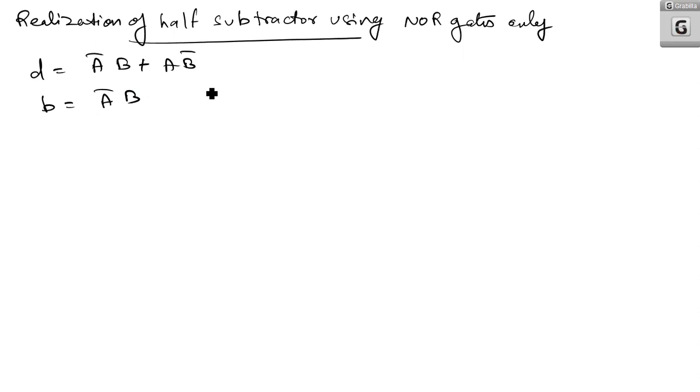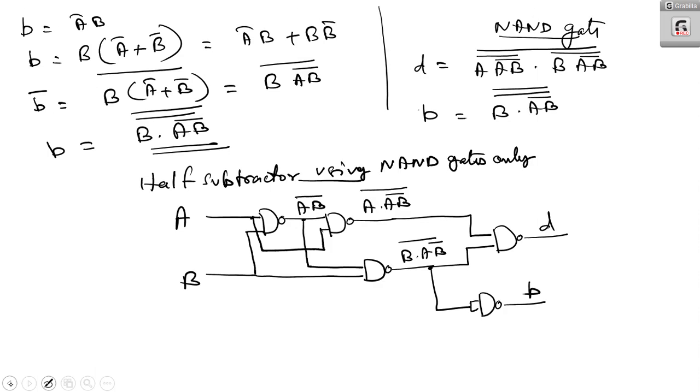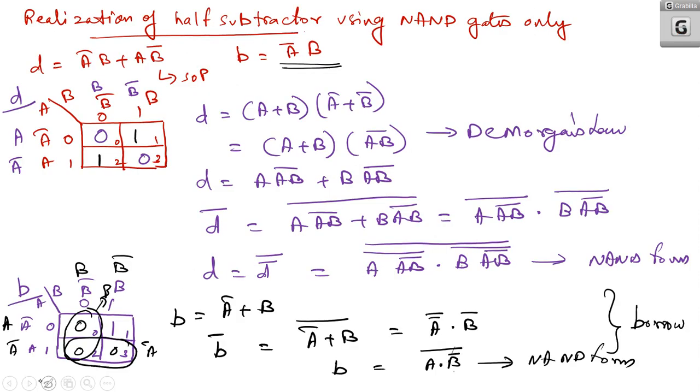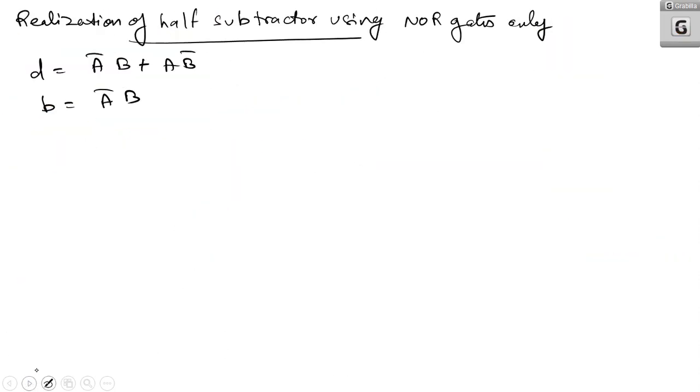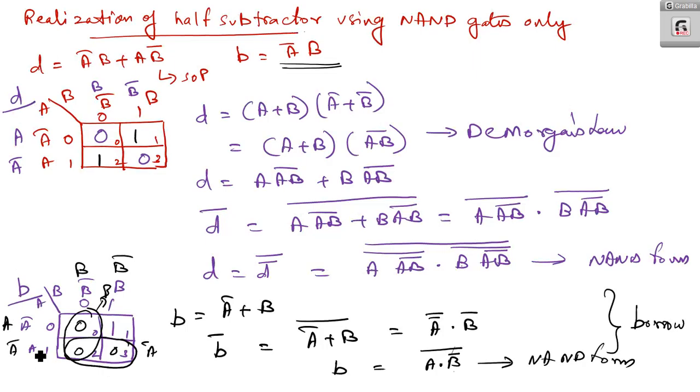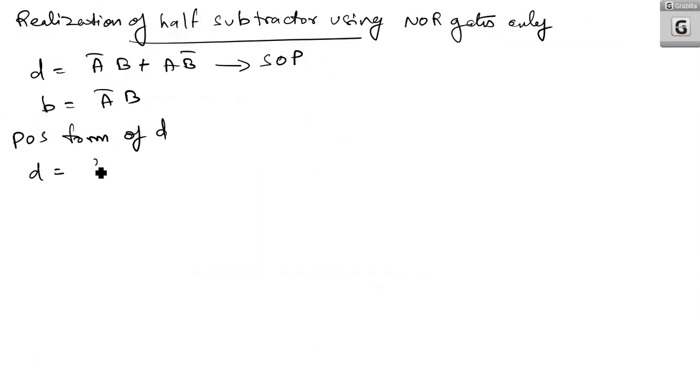Okay. So to realize it using NOR gates, again what you have is the POS expression of D. What is it? That is A or B. This is the SOP form of representation. To get the POS form of D, D is equal to, that is already derived here: A or B and A bar or B bar.